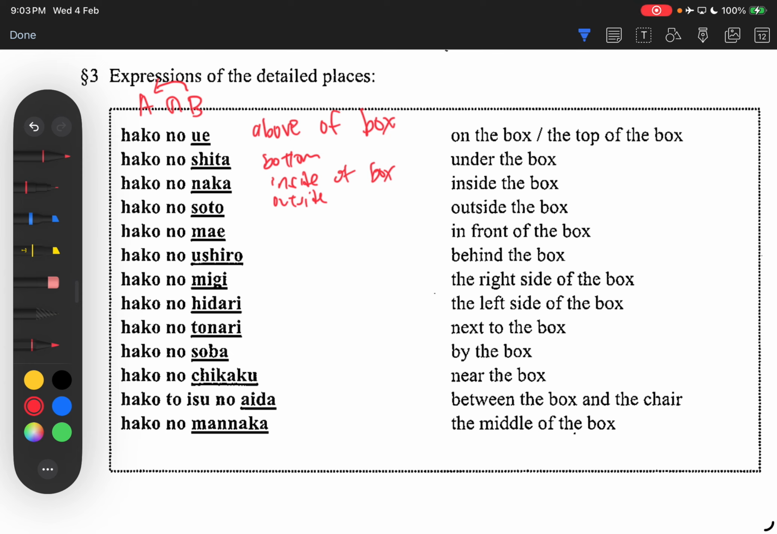Mannaka ni. So the difference is naka is inside, and mannaka is exactly center. The word man simply means exact, and naka means inside. So exactly inside center. Mannaka is like the center inside the box. Hako no mannaka is mannaka relating to the box, which means in the exact center of the box.